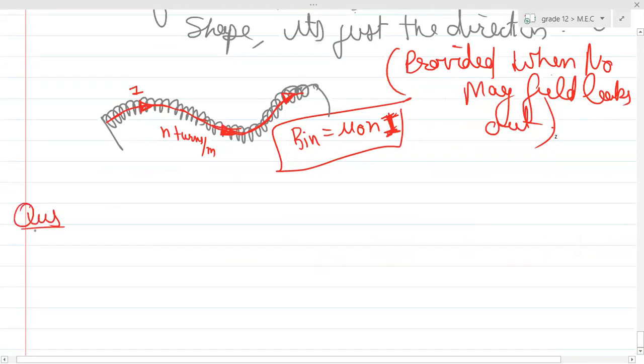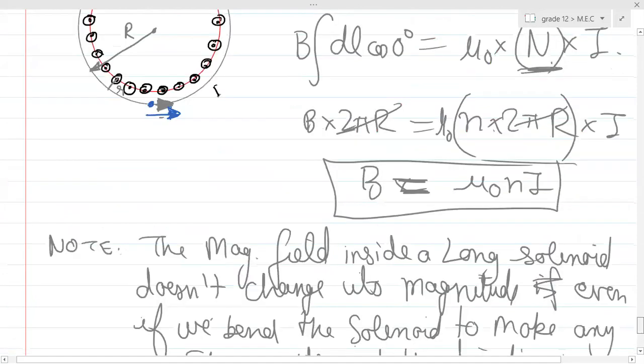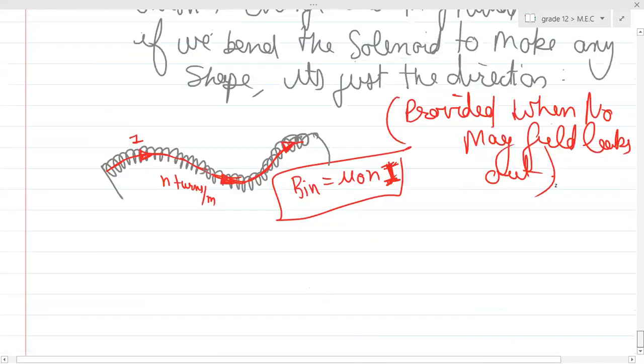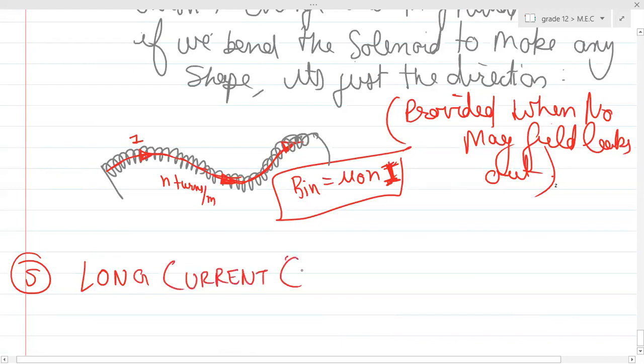Now I'll give you some questions. Although that is again on the same application, that is homework for you people. Suppose, which application is it? Fourth done. Fifth, long current carrying hollow cylinder.